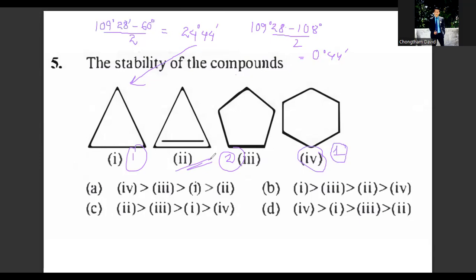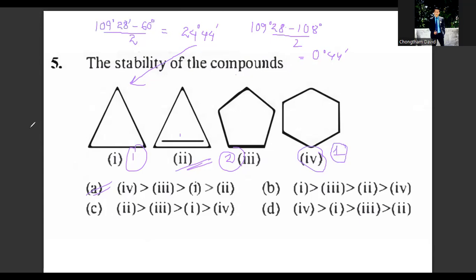Okay, so because of the presence of double bond in this 3-membered ring, cyclopropene, this will be the least stable. Now if you make the arrangement in sequence, as you can see from the screen, I have marked it 1, 2, 3. So compare it, 4 followed by 3, 1 and 2. So 4, 3, 1, 2 will be option A. Correct. Option A is the answer to question number 5.